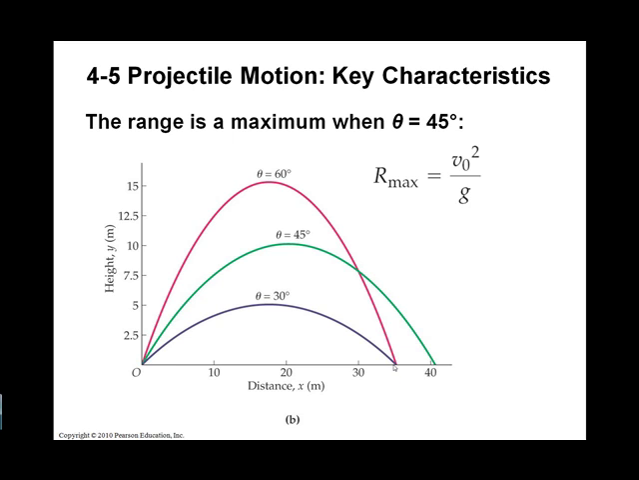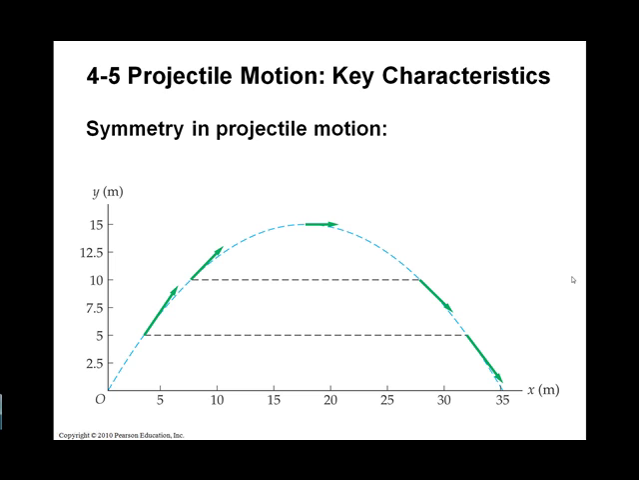And you notice 30 plus 60 adds up to 90. So angles that add up to 90 always give you the same range. So if you're in ballistics and you need to hit something, but there's a big tree in the way, then you can maybe use a bigger angle to avoid the tree or a smaller angle to avoid something. So if angles add up to 90, they always have the same range. And 45 degrees is going to give you the maximum range.